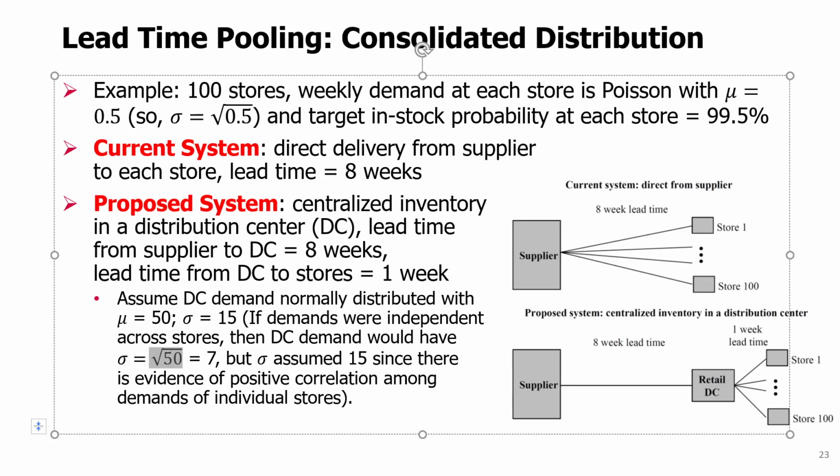However, in fact, we will assume that there is some evidence of positive correlation between demands in stores, and this is actually usually true if you have demands in different stores. If something sells well in one store, the same things normally will sell also quite well in another store. So because of some positive correlation between those demands in stores 1 to 100, instead of sigma 7, we will assume sigma is 15. And then we will try to evaluate the current system and compare it with the proposed system.